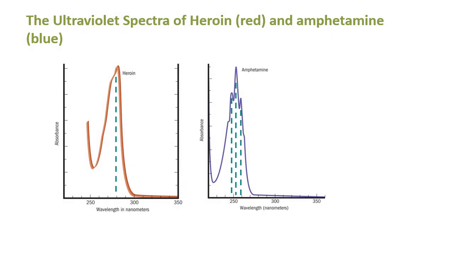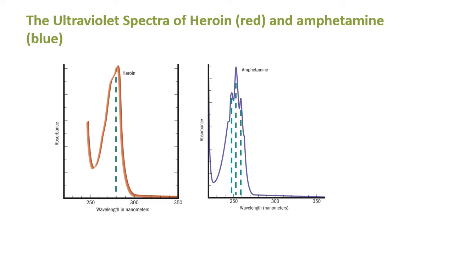This would be an example of an ultraviolet spectrum. Notice on the bottom I have wavelengths, so these are different colors. This might be one color to a different color. And I see that at different wavelengths, heroin can absorb right at around 260, 270, around 280 nanometers of wavelength, whereas amphetamine is a little bit closer to 250, and I actually see a couple of peaks here.